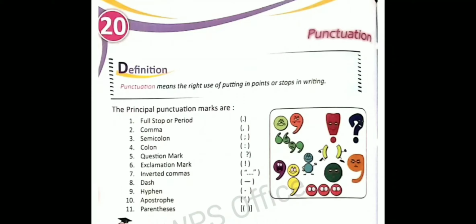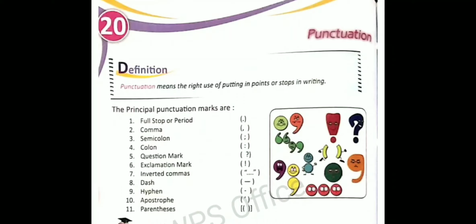So, what do you mean by punctuation? Here it is given the definition. Punctuation means the right use of putting in points or stops in writing. Why the right use of putting in points or stops in writing? So that our sentences become clearer to read and understand. Yes, so that we may be able to comprehend the sentence or a paragraph. All right.